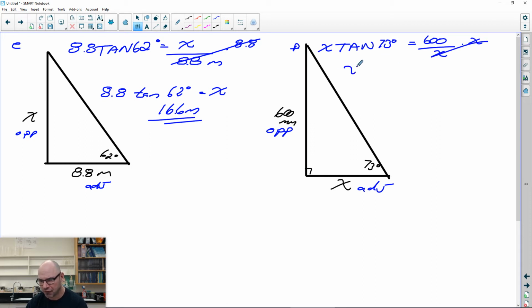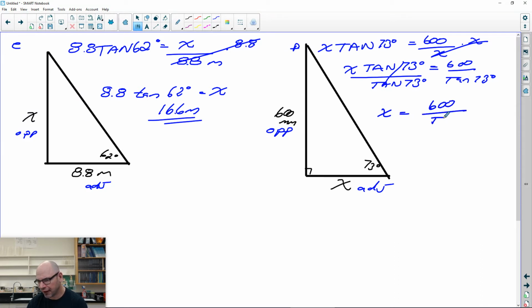That gives us x tan 73 degrees is going to give us 600. Okay, and then we have to get the x by itself, so we have to divide out the tan 73 on both sides. Okay, and we're left with x is equal to 600 divided by the tangent of 73 degrees.